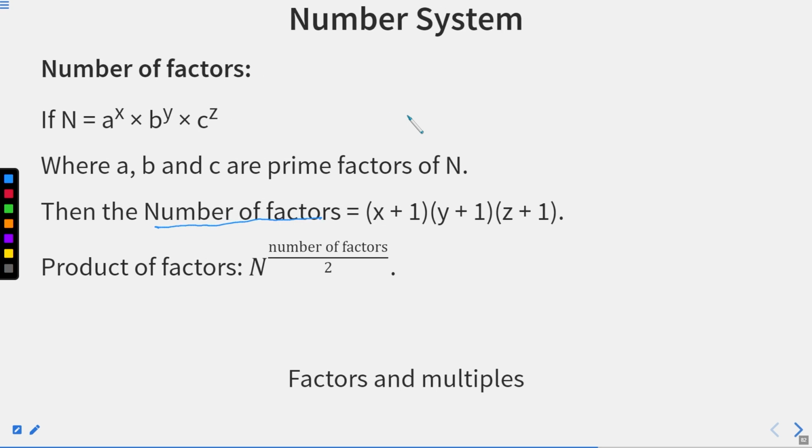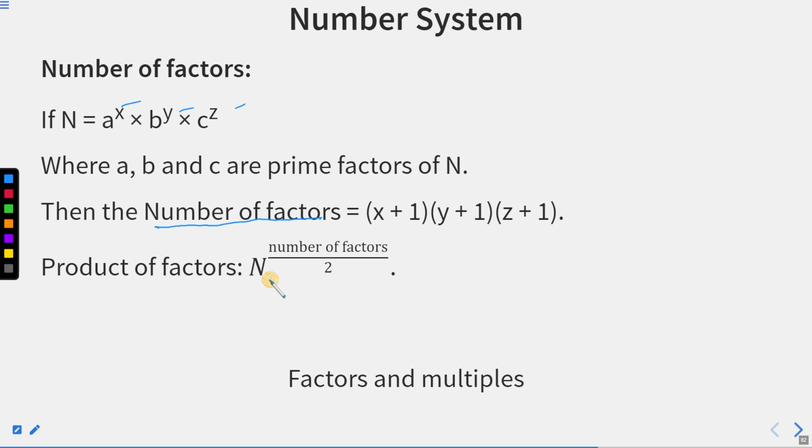So how do you know that? One way is to just check all the numbers, but how do you do that quickly? You can just take the powers, add 1 to them and multiply. So x plus 1, y plus 1 and z plus 1, that will be the answer for you.